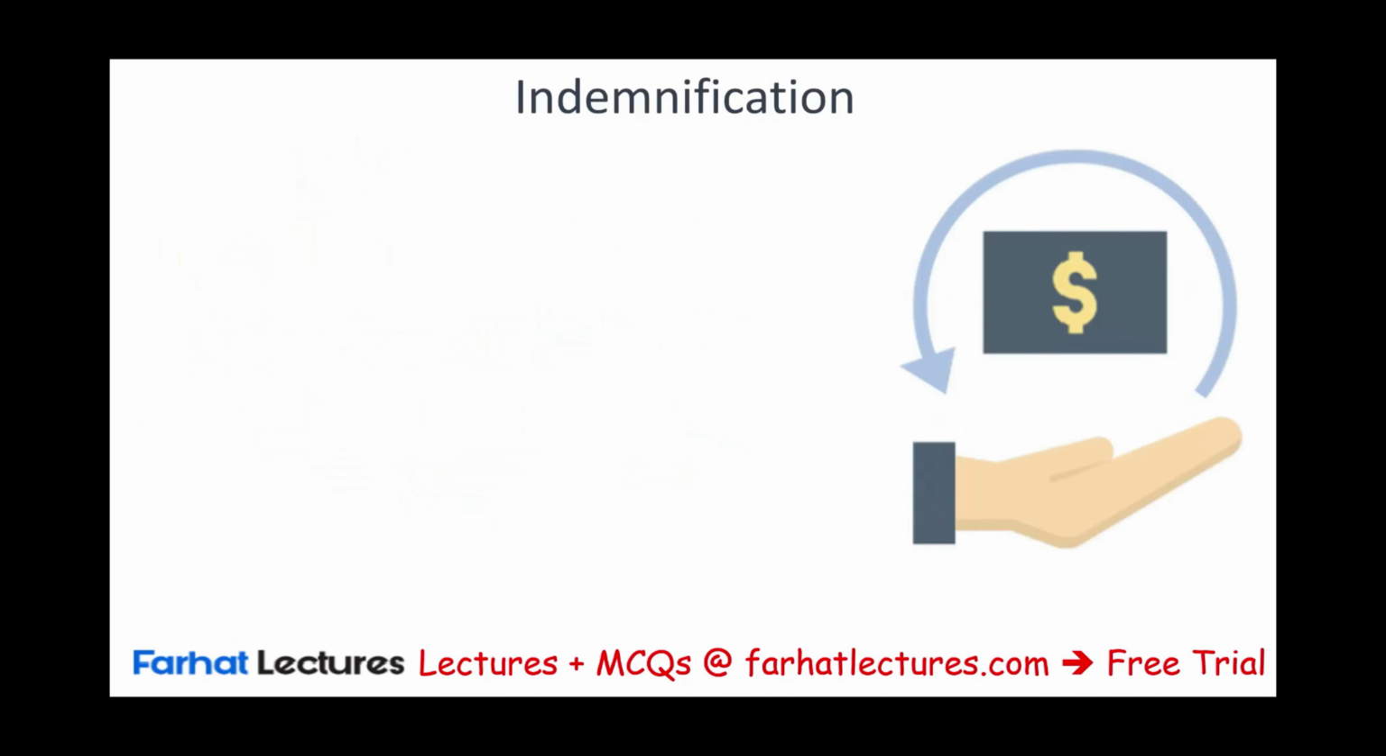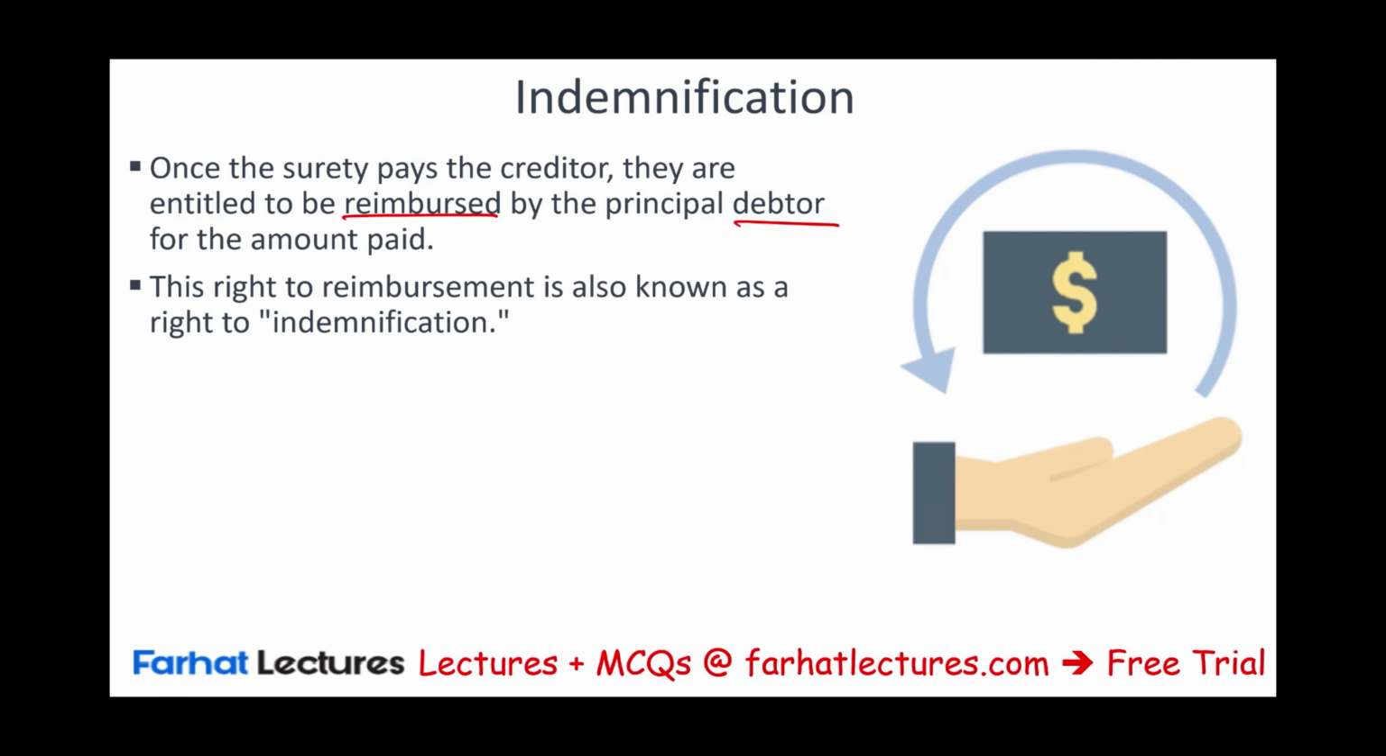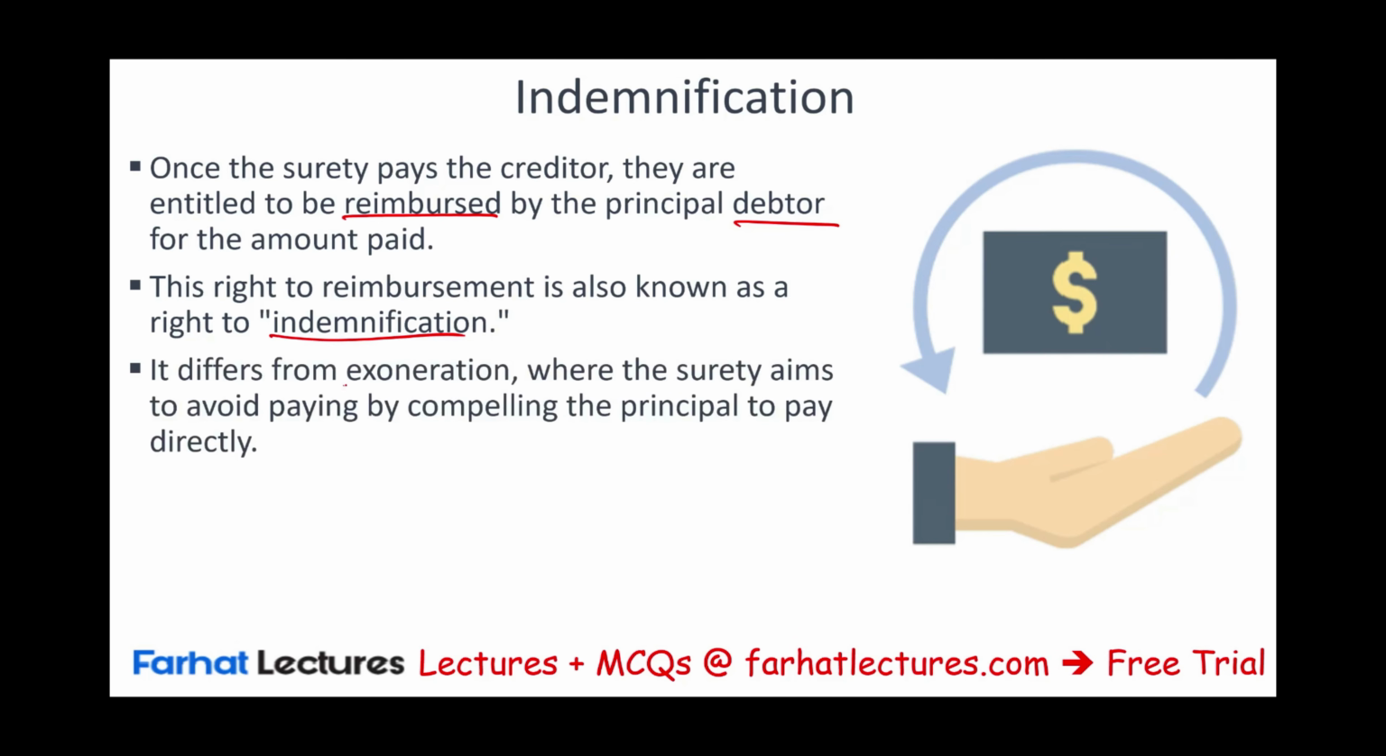Also, there's indemnification. Once the surety pays the creditor, they are entitled to get paid by the debtor. As we said, they step into the shoes of the creditor. The right of reimbursement is known as indemnification. You have to pay them back. It differs from exoneration, where the surety aims to avoid paying. So exoneration says, can you keep me out of this? They'll ask the courts to force the debtor to pay. If exoneration does not work, then you go to reimbursement. Then you say, okay, I'm going to pay and I'm going to force the debtor to pay me back.